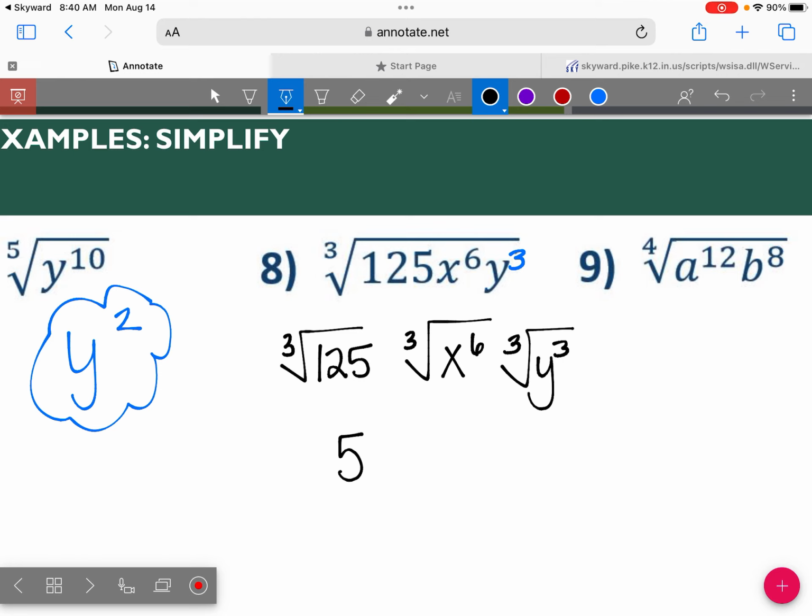If I have 6 people, how many groups of 3 can I make? So that would be x squared. And if I have 3 people, how many groups of 3 can I make? So that would be y to the first. And that's it. Generally, we always write our answer with the number first, and then the variables are in alphabetical order. All right, number 9, go ahead and try to do number 9 by yourself.